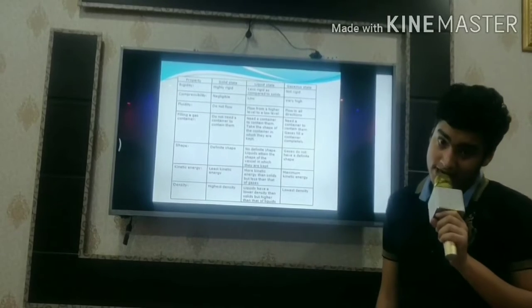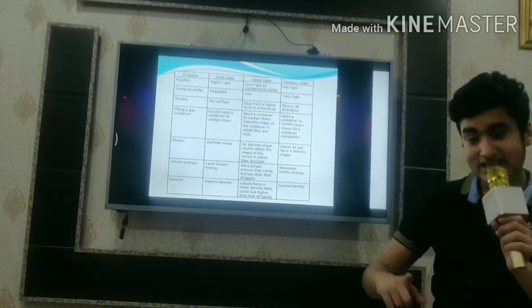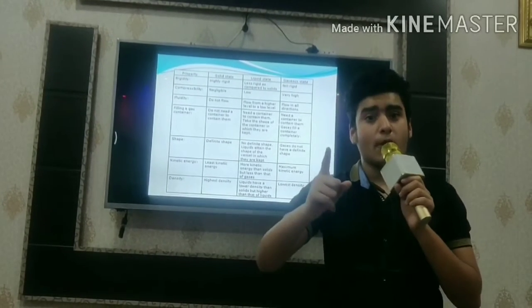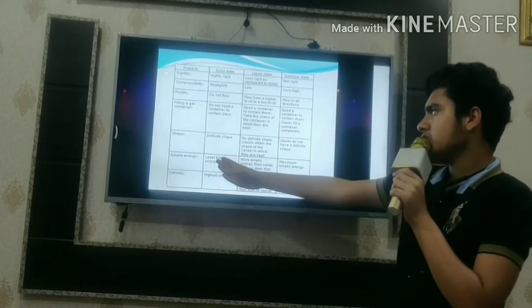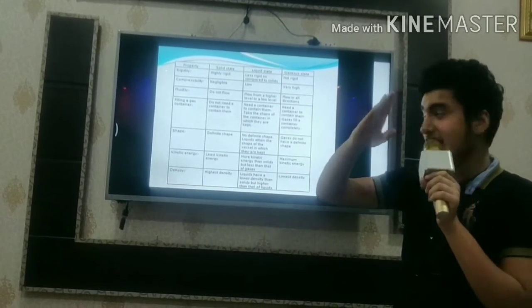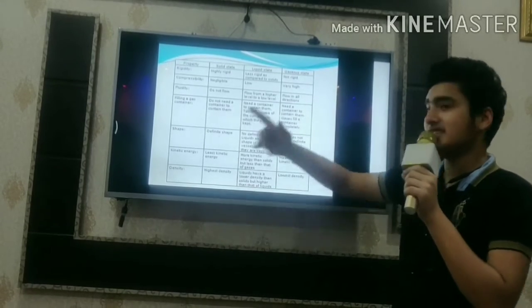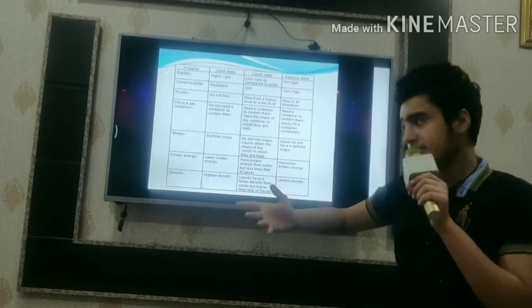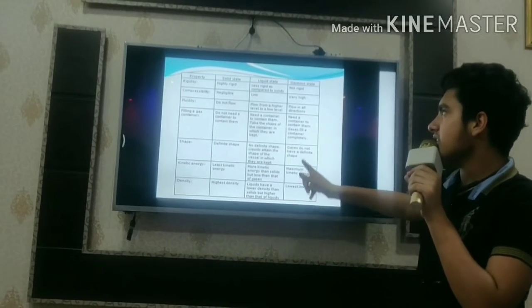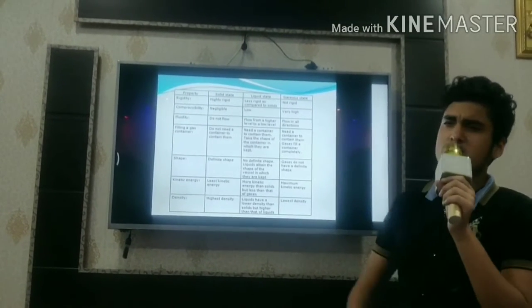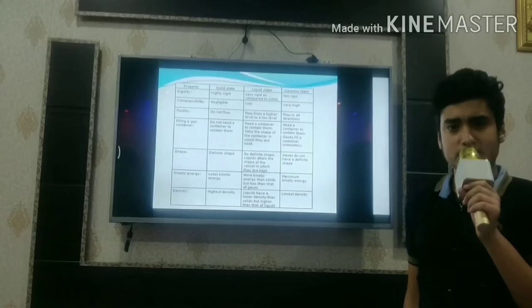Kinetic energy: I tell you that kinetic energy is the energy possessed by a body during motion. So, the solid state has the least kinetic energy. The liquid state has more kinetic energy than solids but less than gases. You can say moderate. Maximum kinetic energy is with the gaseous state, as you have seen with the incense stick.